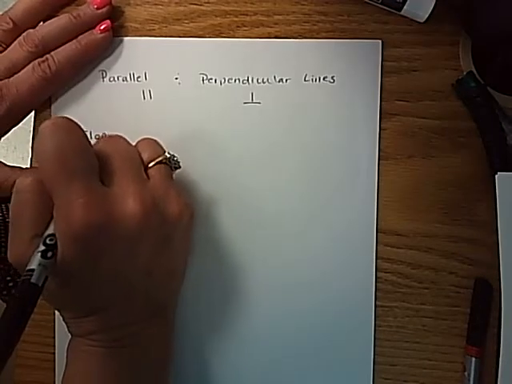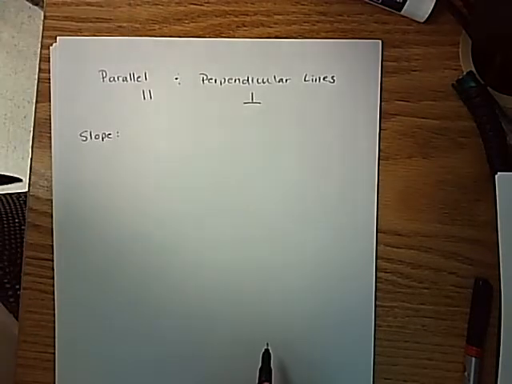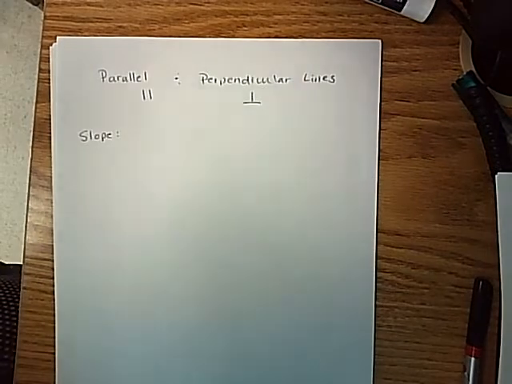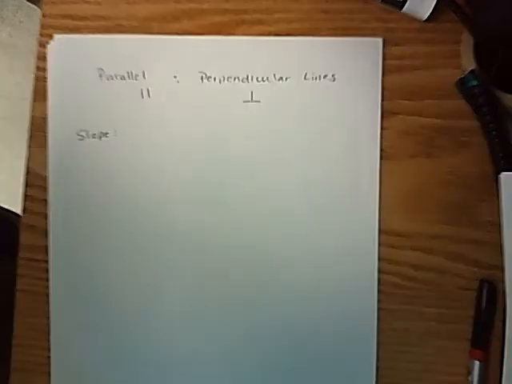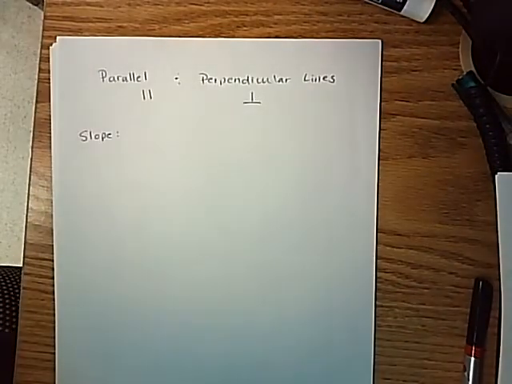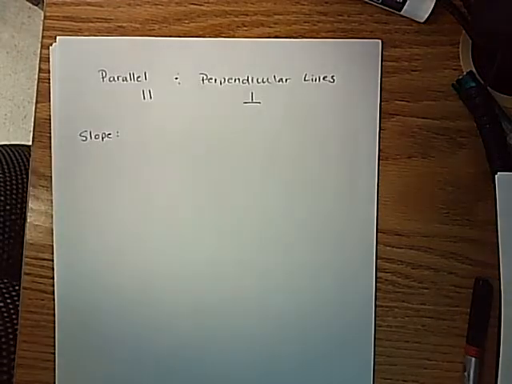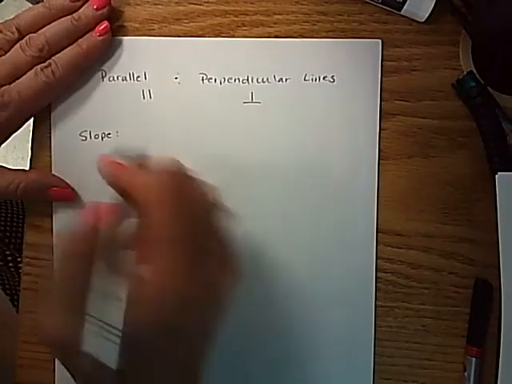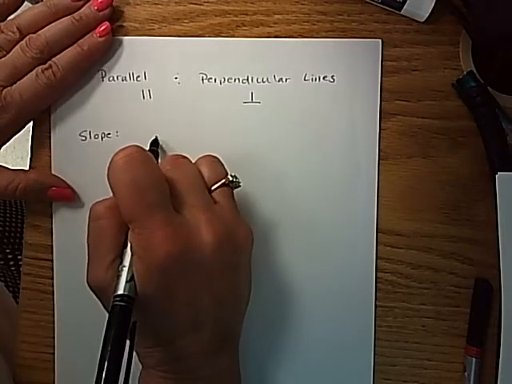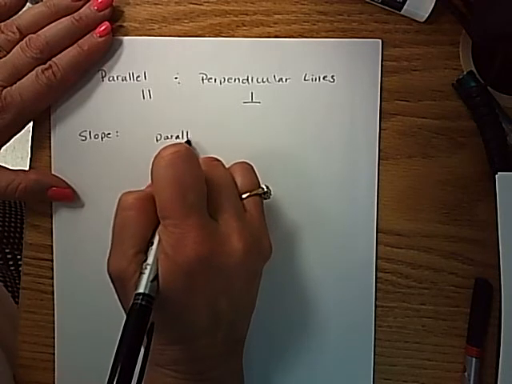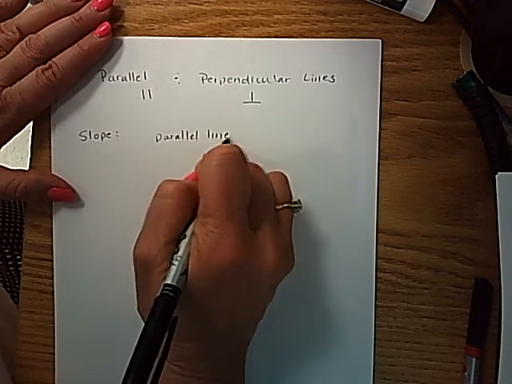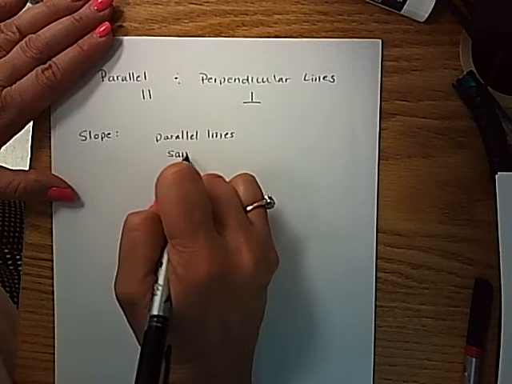When we're talking about the slope of two lines, it's not going to be one line, it's going to be two lines. You want to know if the lines are parallel, if the lines are perpendicular, and be able to write a parallel or perpendicular line. So the slope, if we're talking about a parallel line, the two lines have the same slope.